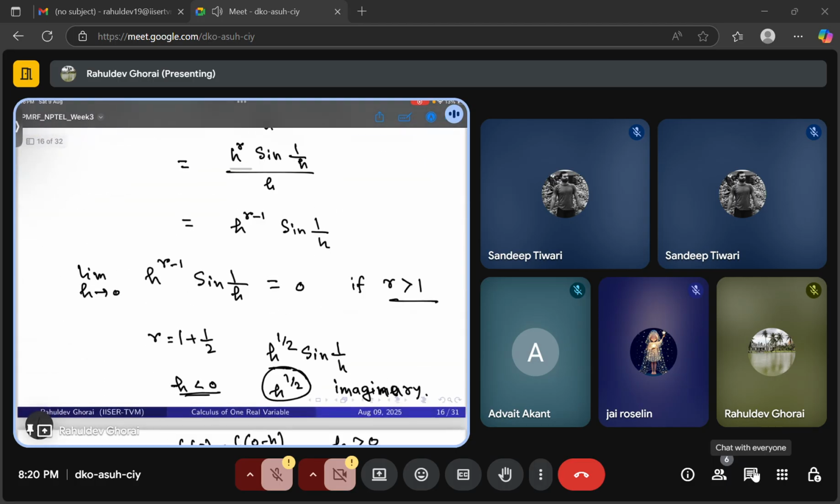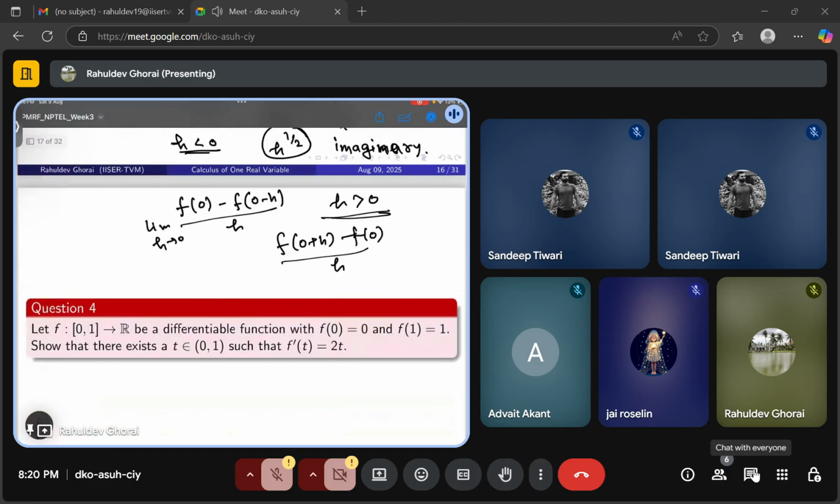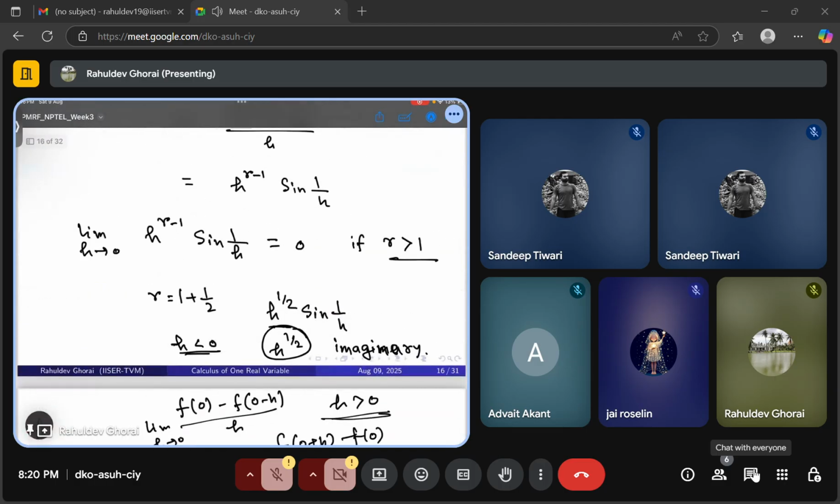If you take h tends to 0 plus, then it will be 0, right? Then for r greater than 1, any real number, it will be valid. So the function will be differentiable at x equal to 0 for any r which is greater than 1, any real number it can be, right?